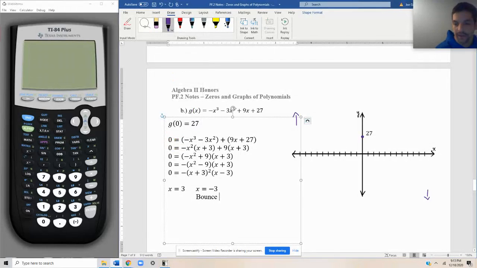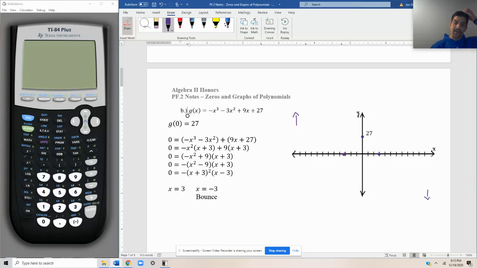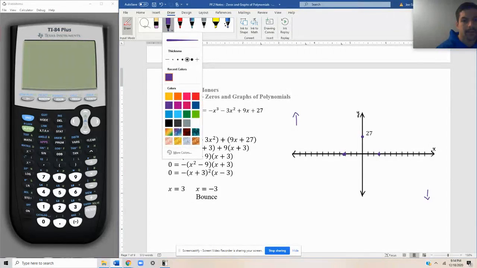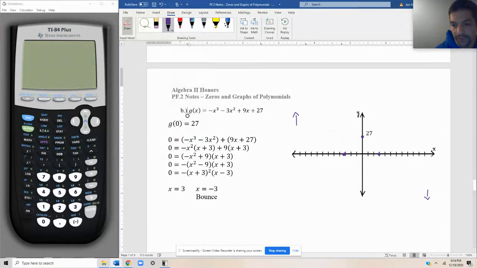My x-axis is labeled there, so I've got a point at negative 3. And I've got a point at positive 3. And then I can go ahead and sketch in my curve. Again, we are going to bounce off of the negative 3. So it's going to go up to the left, and I'm going to sketch it as best I can with this technology I have here. It's going to go up to the left. It's going to bounce off at x equals negative 3.